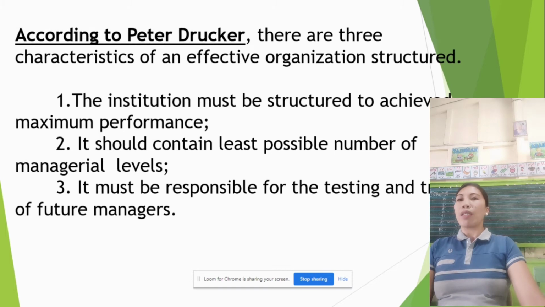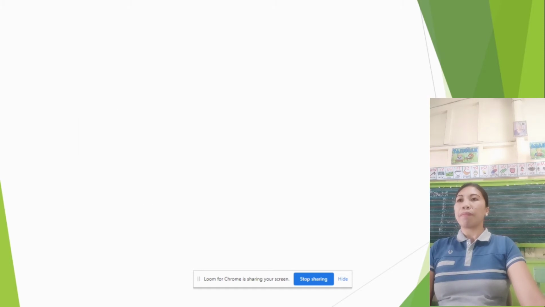According to Peter Drucker, there are three characteristics of an effective organization structure. First, the institution must be structured to achieve maximum performance. Second, it should contain the least possible number of managerial levels. Third, it must be responsible for the testing and training of future managers.